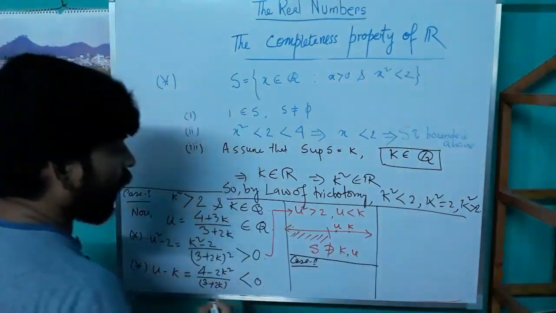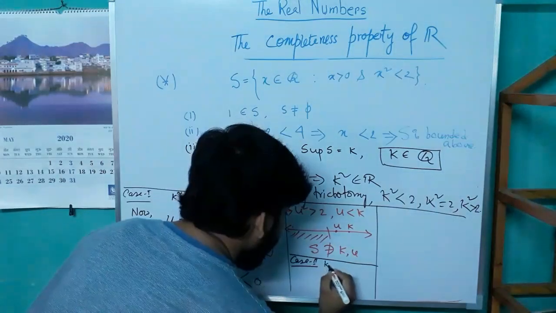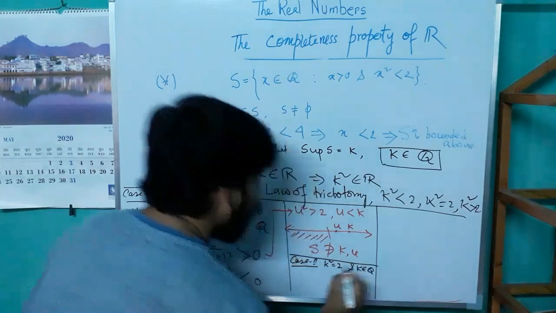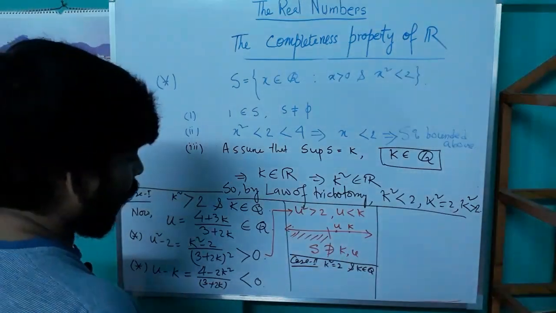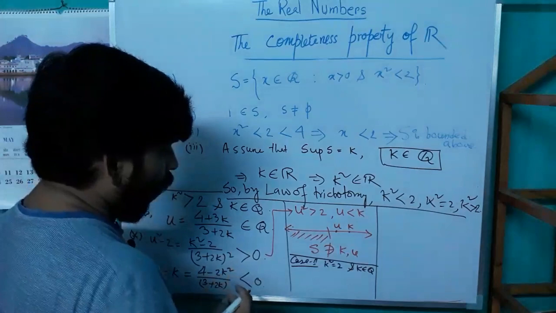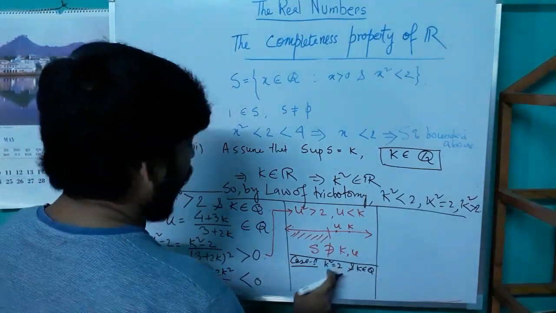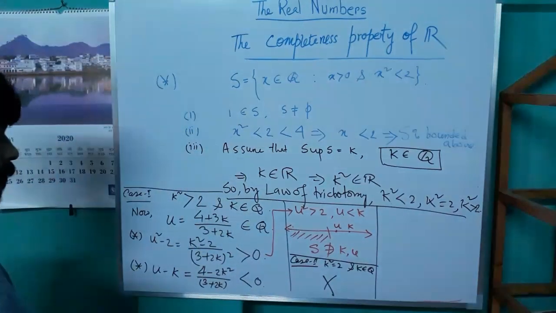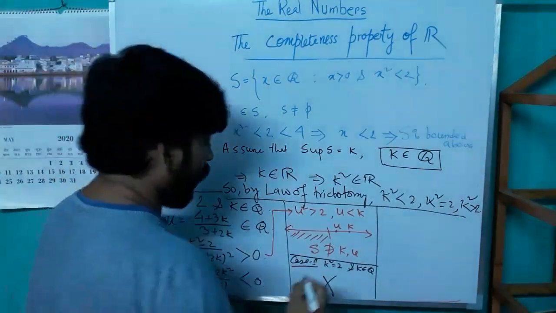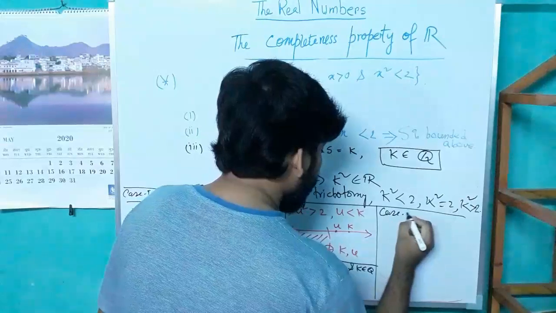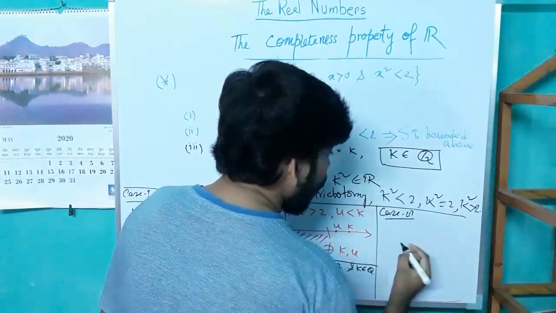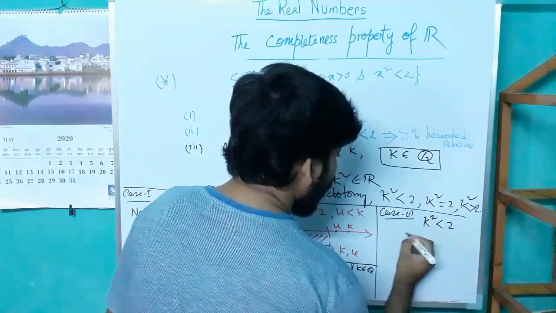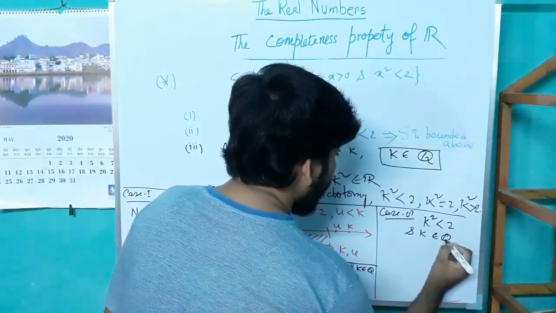Now we consider case 2, that is k square equal to 2 and k belongs to Q. But already we have seen that the square of any rational number cannot be 2. So case 2 cannot happen. Now we consider case 3, that is k square is strictly less than 2 and k belongs to the rational numbers.